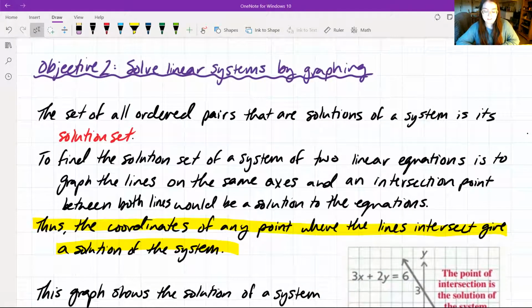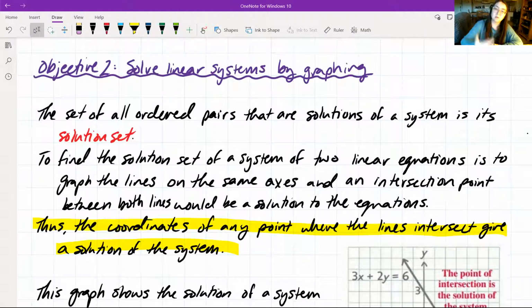Our next objective, objective 2, we want to solve linear systems now by graphing. The set of all ordered pairs that are solutions of a system is its solution set. We just said in our last problem, our solution set was our ordered pair. To find the solution set of a system of 2 linear equations is to graph the lines on the same axes. So we're graphing our 2 equations on the same plane.